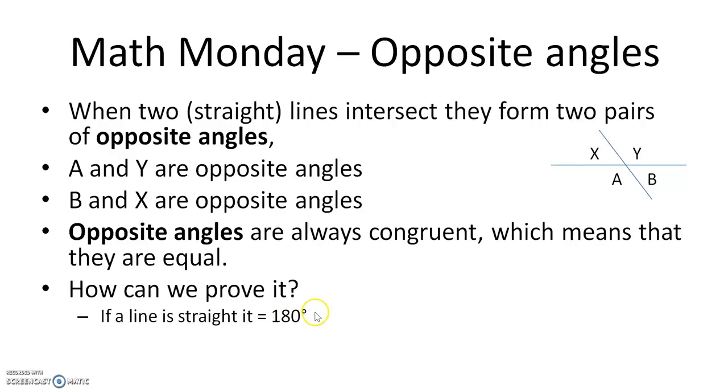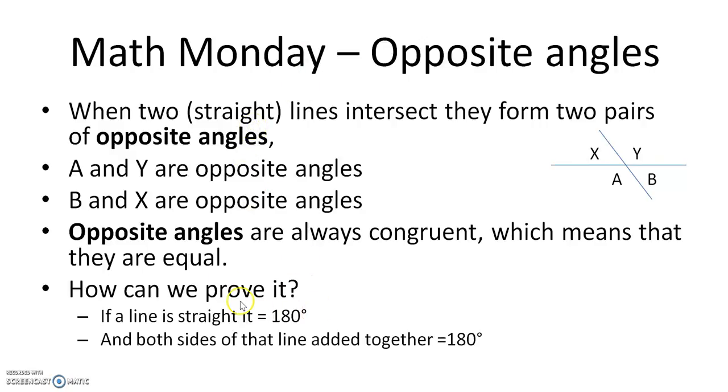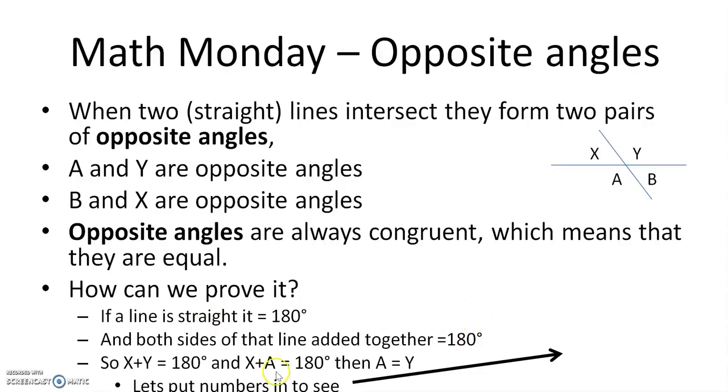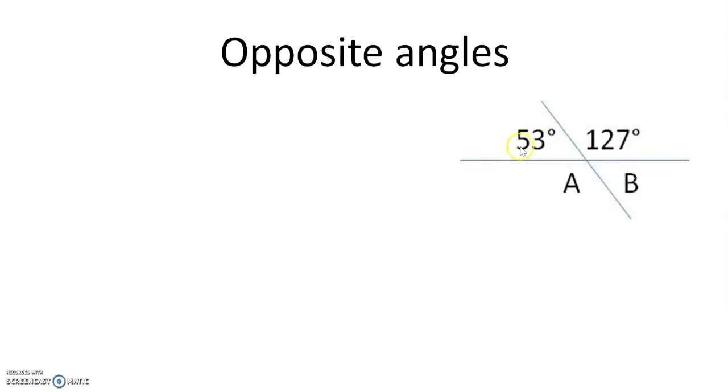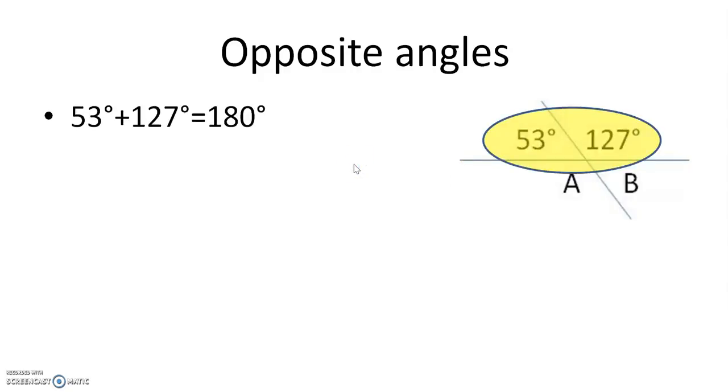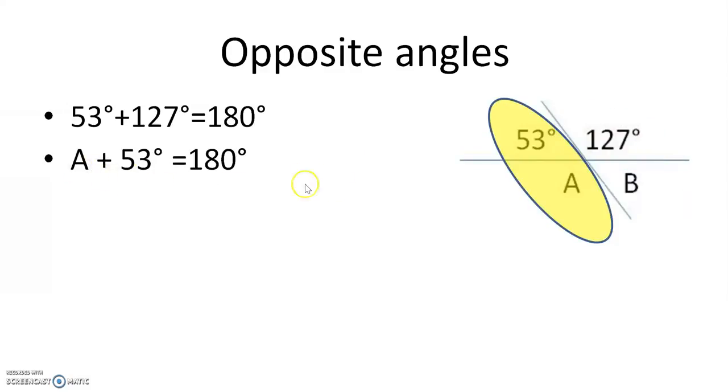Well, if a straight line is 180 degrees, and both sides of that line add up to 180, that means X plus Y is 180, and that means X plus A is 180. Then A equals Y. So let's put some numbers to it and see if that's true. If we have the 53 and 127, and we add those together, they equal 180. Now, that also means that A plus 53 is equal to 180.